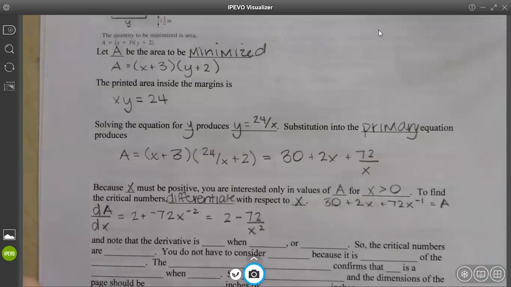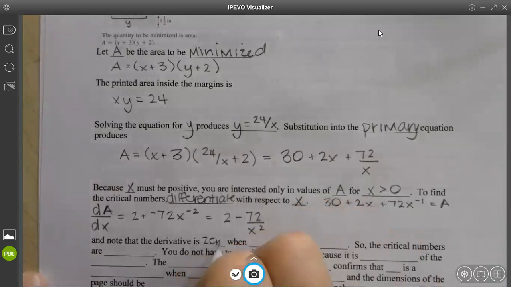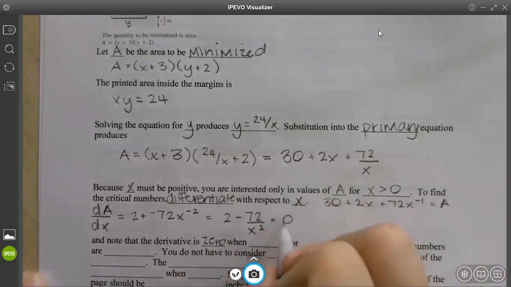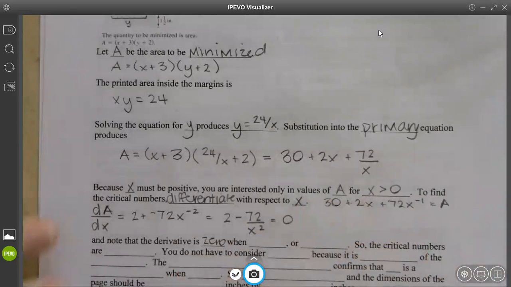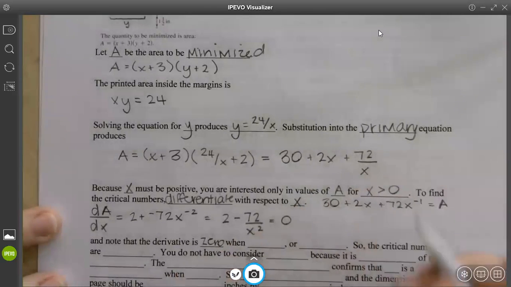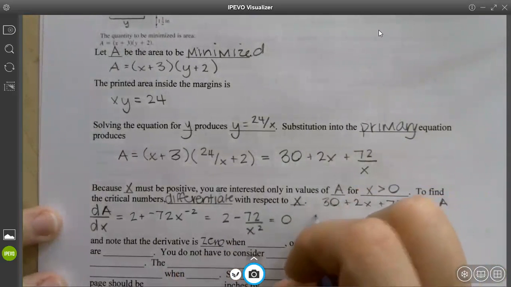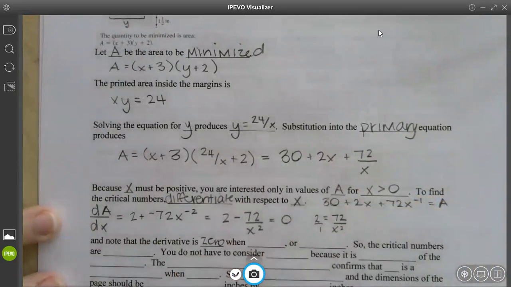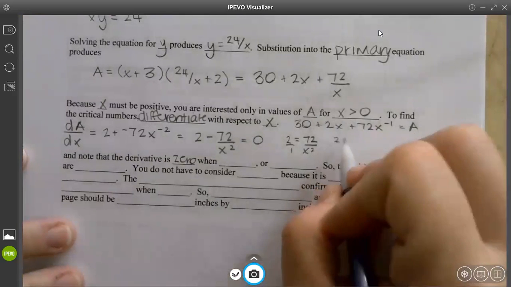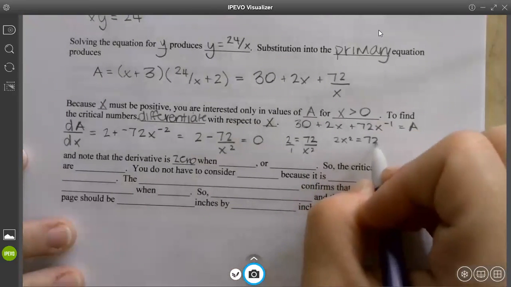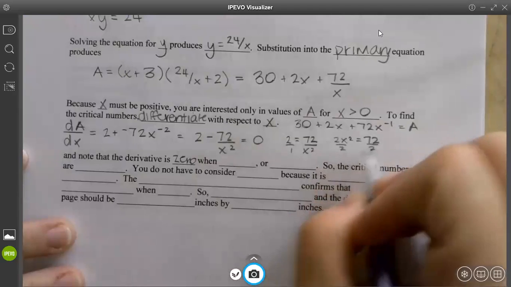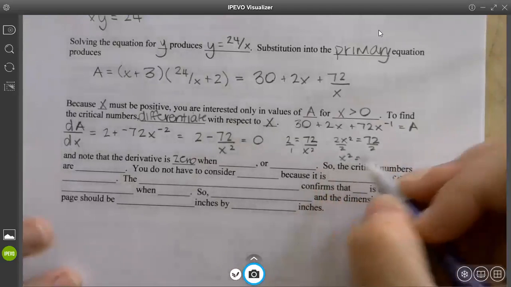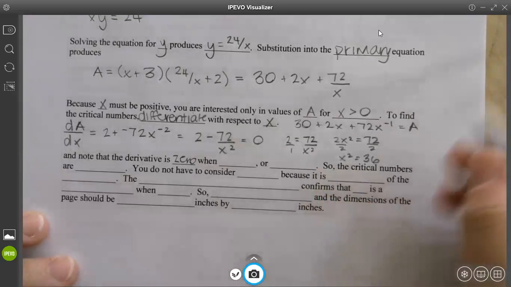And note that the derivative is 0 when... So now I'm going to set that equal to 0. What would I do? I can add the 72 over x squared, which is typically what I'll do, so that my x squared is positive. But either way works. You're going to cross multiply. So I get 2x squared equals 72. Divide by 2, which means x squared is 36.